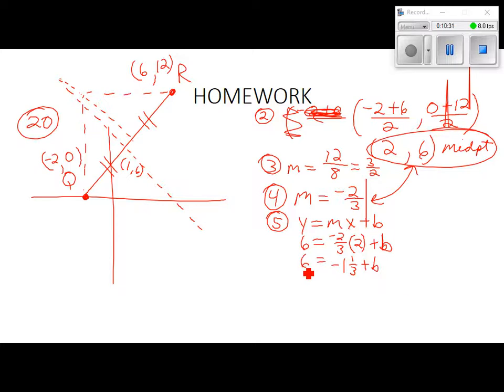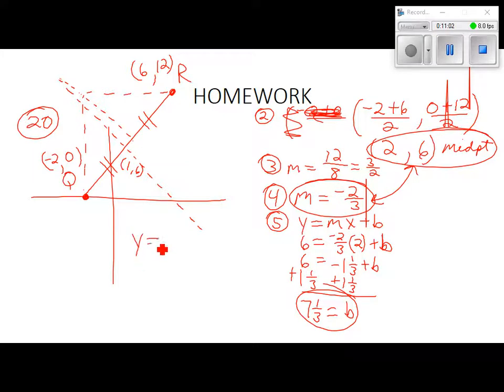That equals 6. Now what do we do? Everybody gets confused whenever you have these fractions, and it shouldn't be harder than with regular numbers. What do you do to get the b by itself? You add the negative 1 1/3. Add 1 and 1/3 to both sides. What's 6 plus 1 and 1/3? 7 1/3. So b equals 7 and 1/3. That's our b. This was our m.